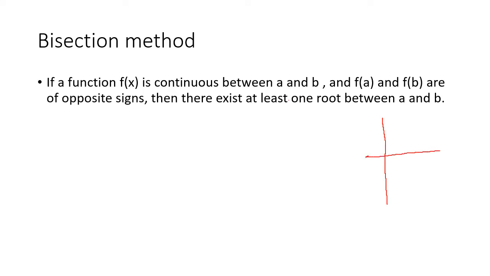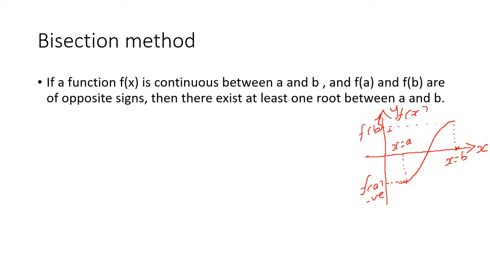Let us consider this as the x-axis and this as some y-axis. Now consider a function something like this. Consider 2 points, say x equals a and x equals b. Now at x equal to a, the function y, that means f of x, so this is f of a, and here the function is negative. And consider another point b. Now at that point the function f of b is positive.